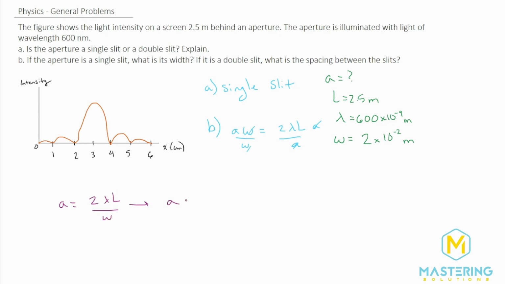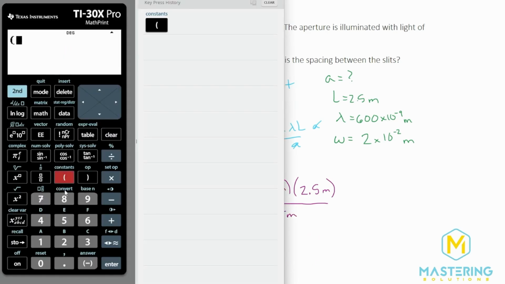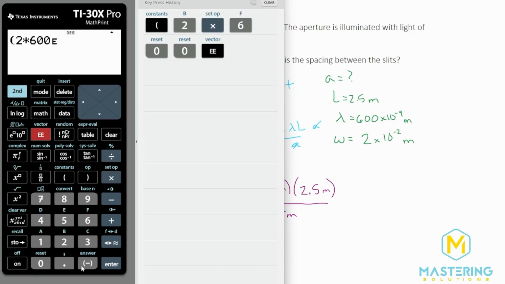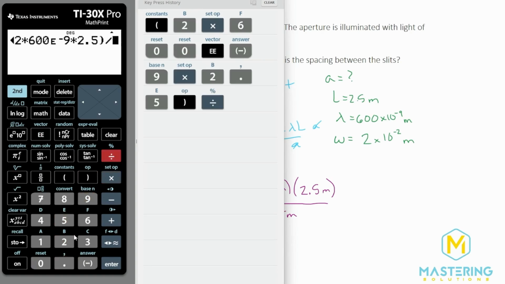So when we plug this in, A is equal to 2 times lambda, which we said is 600 times 10 to the negative 9 meters, times L, which we said is 2.5 meters. And then all of that gets divided by W, which is the width of the central max, 2 centimeters. So now when we plug this in, we have 2 times 600 times 10 to the negative 9 times 2.5, and then all over, we said 2 centimeters, so 2 times 10 to the negative 2.